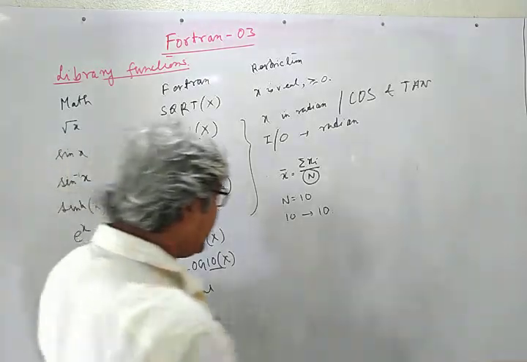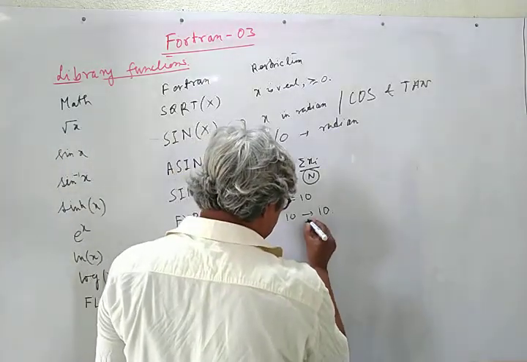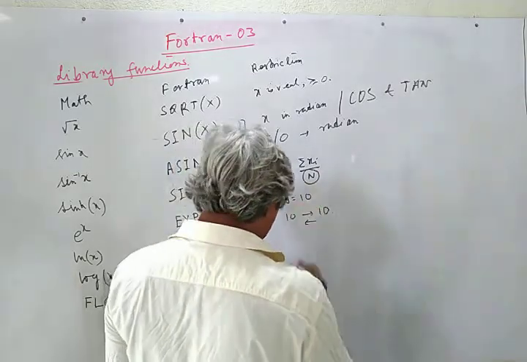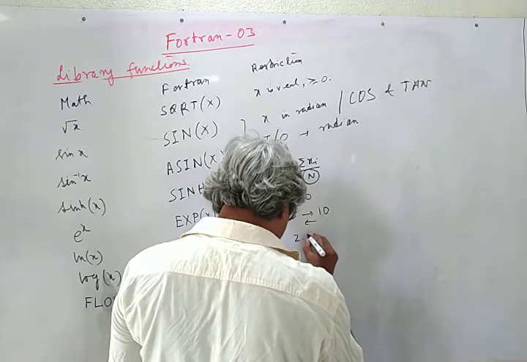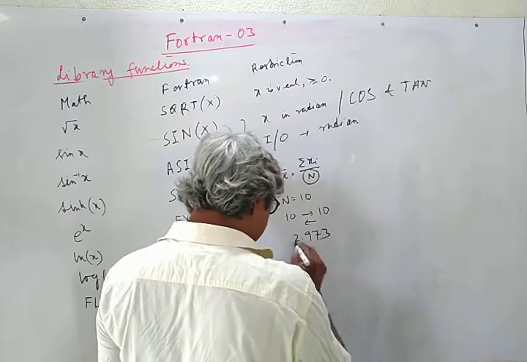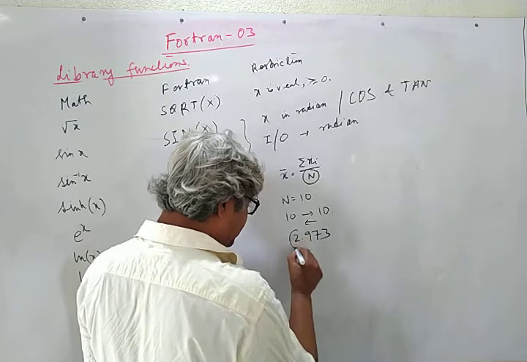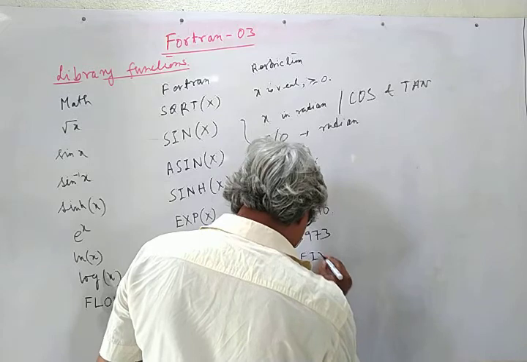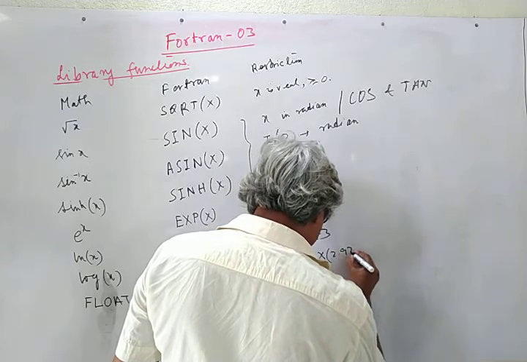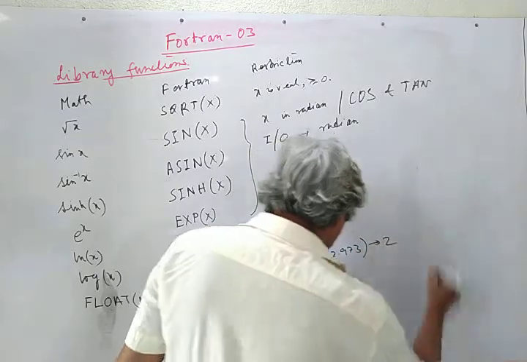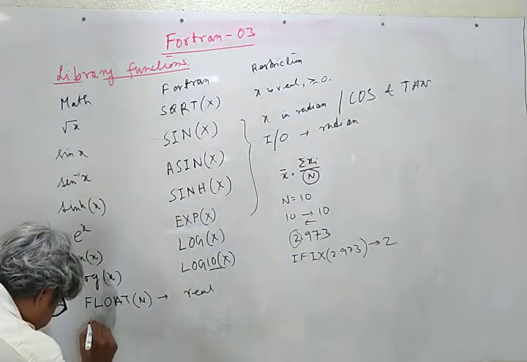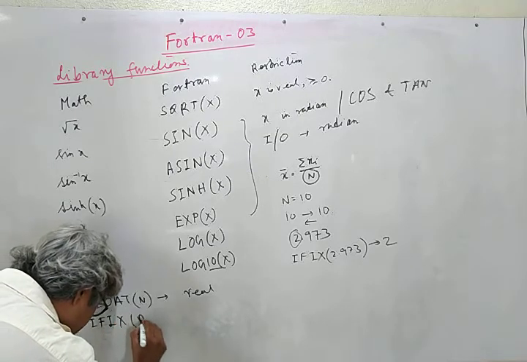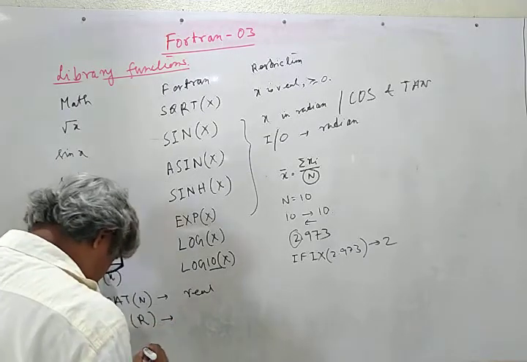Sometimes one needs to go the reverse way. So we have a real number, from it we want to get its integer part only. Say for example, we have 2.973 and one is interested in its integer part, which is 2. So this is done by the integer function IFIX. IFIX of 2.973 is 2. So IFIX gives the integer part.